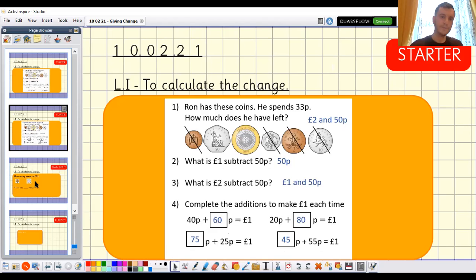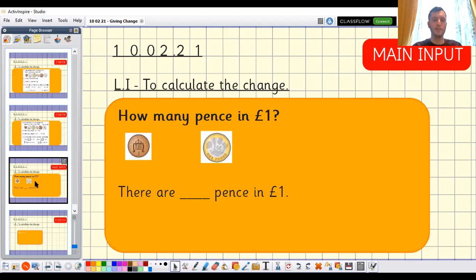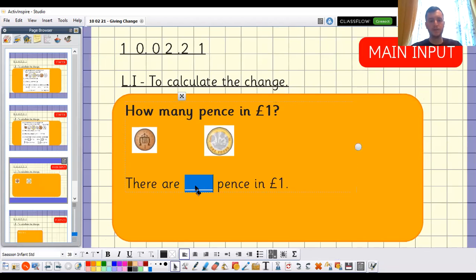I've given you this already, but it'd be another one to check your knowledge on, because it's going to become very, very important for this lesson as well. How many pence are there in £1? There are 100 pence in £1.